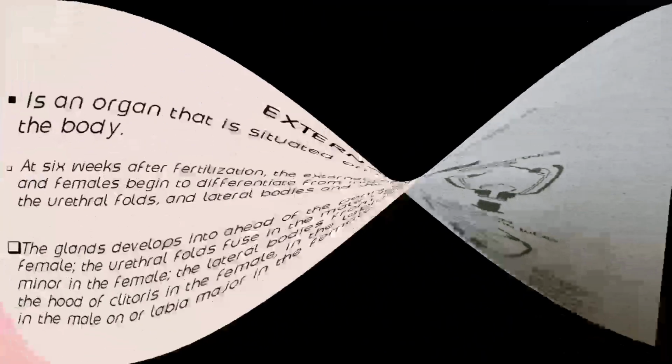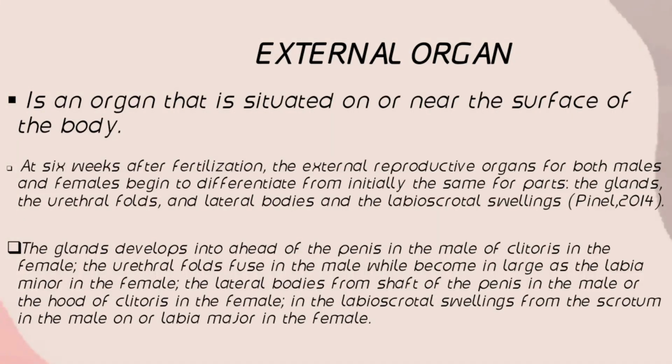An external organ is an organ that is situated on or near the surface of the body. It includes the external ear, outer ear, and so on and so forth. At 6 weeks after fertilization, the external reproductive organs for both males and females begin to differentiate from initially the same four parts: the glans, the urethral folds, the lateral bodies, and the labioscrotal swellings, according to Pinel 2014.